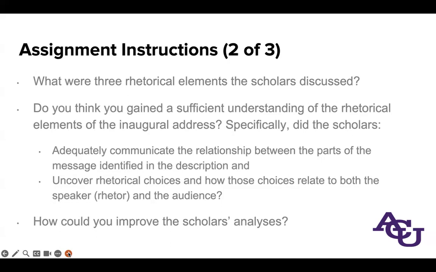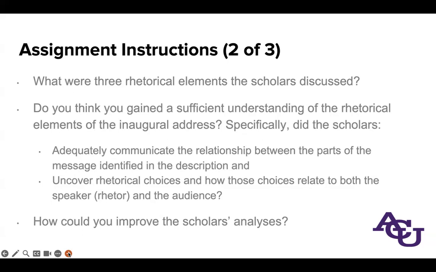What do you think you gained an understanding? Was it sufficient of the rhetorical elements in the inaugural address? Specifically, did the scholars A, adequately communicate the relationship between parts of the message identified in the description? And B, did they uncover rhetorical choices and how those choices relate both to the speaker themselves, the rhetor, and to the audience? And then, how could you improve on the scholars' analyses?